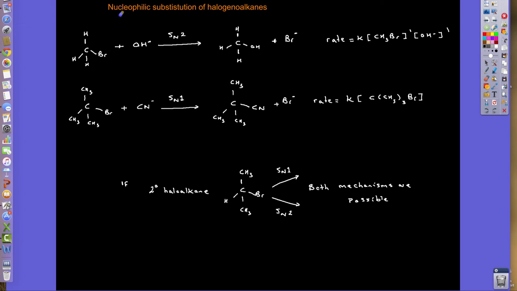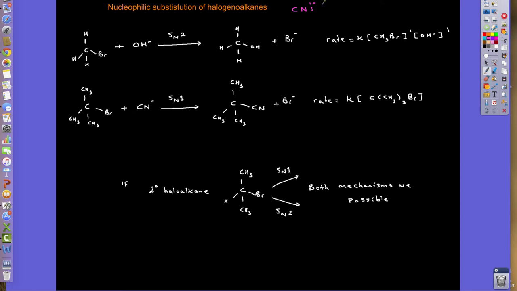Nucleophilic substitution of halogen alkanes is when we use a nucleophile. Nucleophiles are those species that have a pair of electrons to donate. For example, cyanide is a nucleophile because we have one lone pair of electrons on nitrogen.